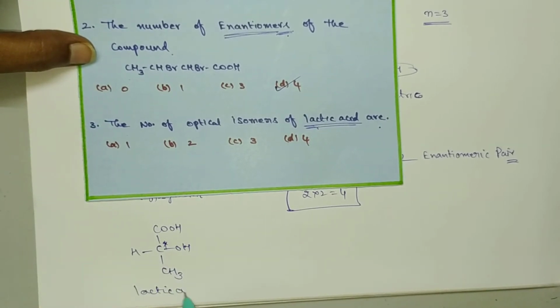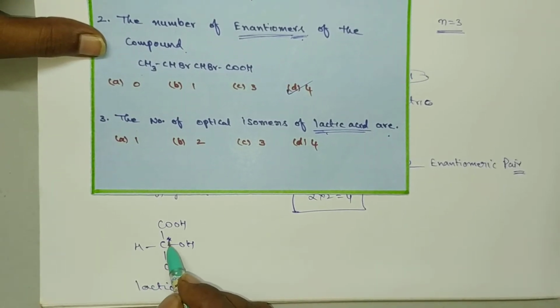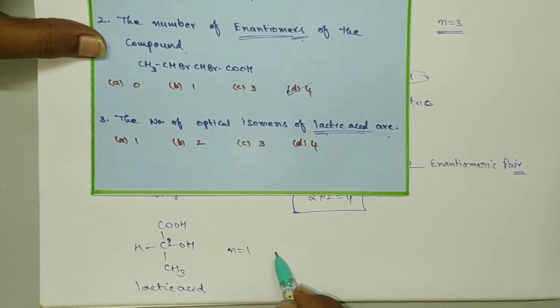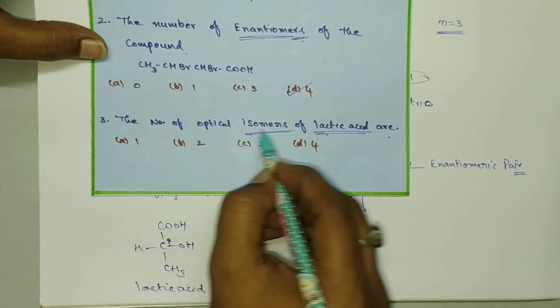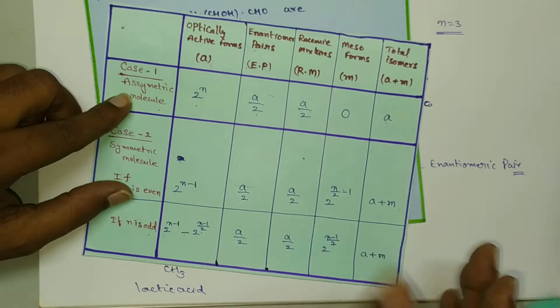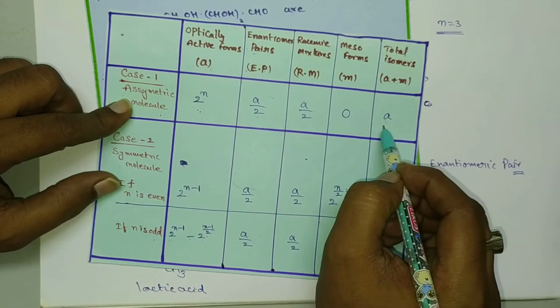Lactic acid consists of only 1 chiral carbon. If the molecule consists of only 1 chiral carbon, it is an optically active molecule. So that's why n is equal to 1. So the number of optical isomers, that is, the total number of optical isomers, is A.